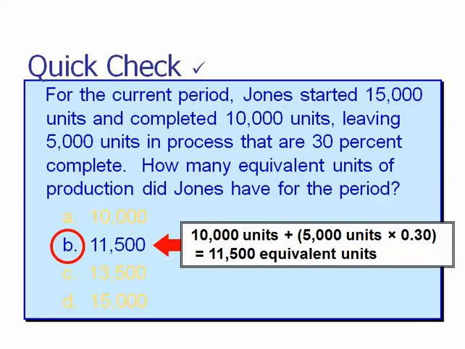Any units that were transferred out to the next department are by definition 100% complete. And then of course the remaining 5,000 units we're told are 30% complete. So they're equivalent to 1,500 equivalent units. So in total, we have 11,500 equivalent units of production during the period.